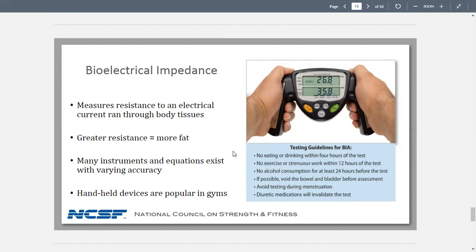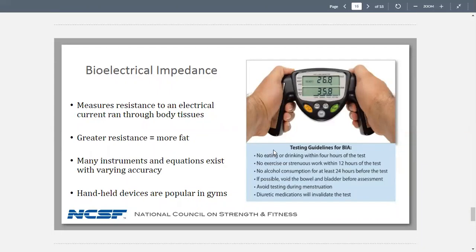Many instruments and equations exist with varying accuracy, and handheld devices are popular in gyms. So you're going to see these more in gyms. These are better for clients. It gives you a direct answer. It gives you BMI and body fat percentage. You put in your height, weight, your athletic ability, so high or low, your age, that type of thing.